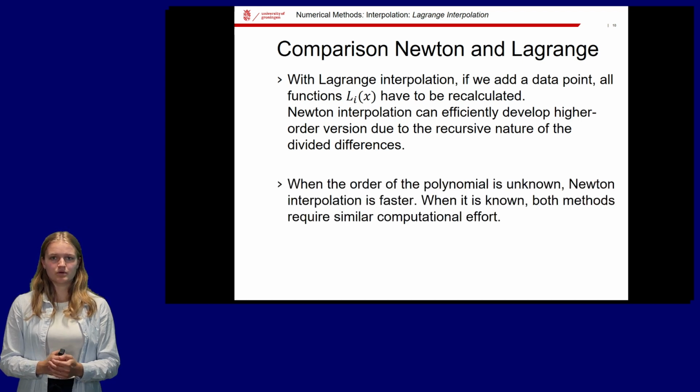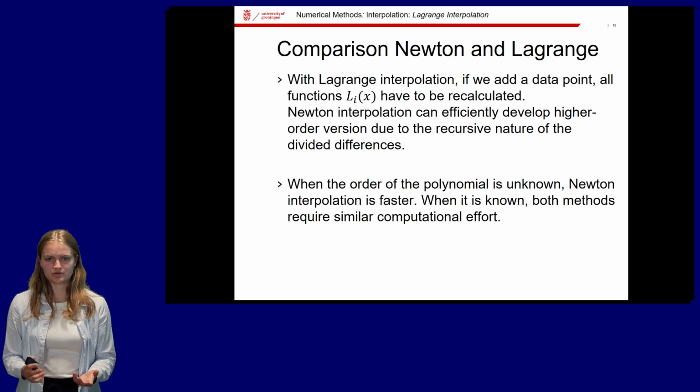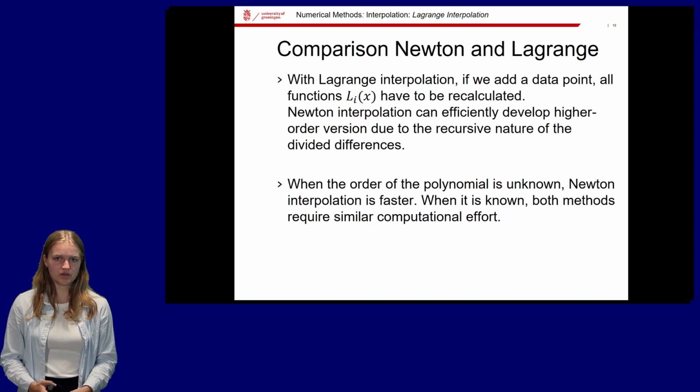So overall, when you already know the order of the polynomial that you are going to fit through the data, both methods require similar computational effort, and Lagrange interpolation might be a little bit easier to understand in the program, and you do not need to store the finite divided differences. However, when you do not know the order of the polynomial, Newton interpolation is generally a lot faster and more useful there.